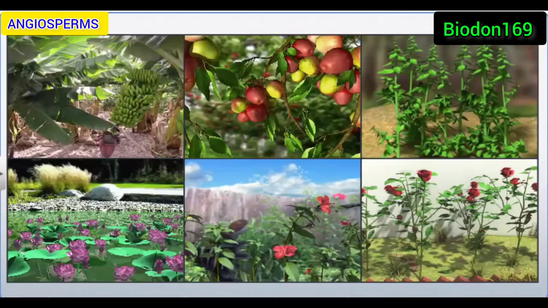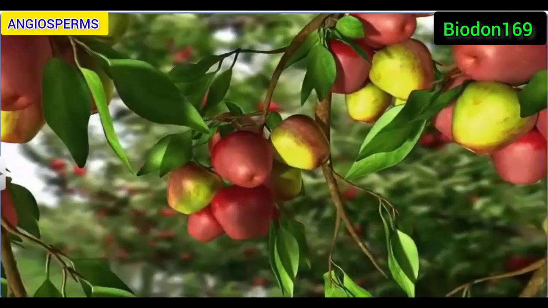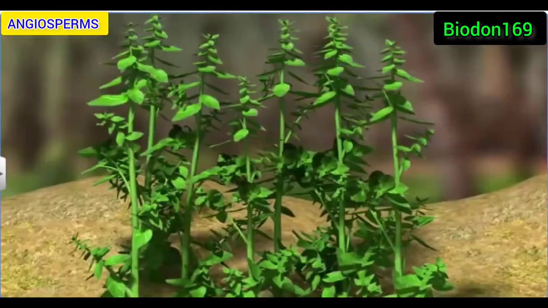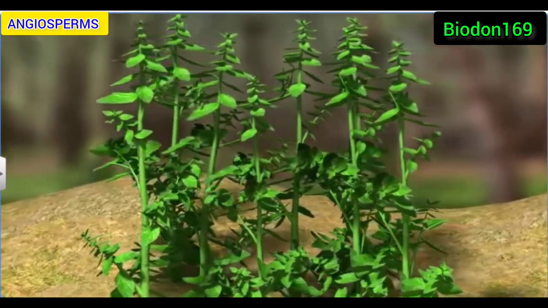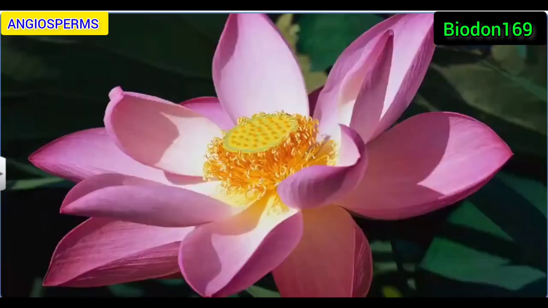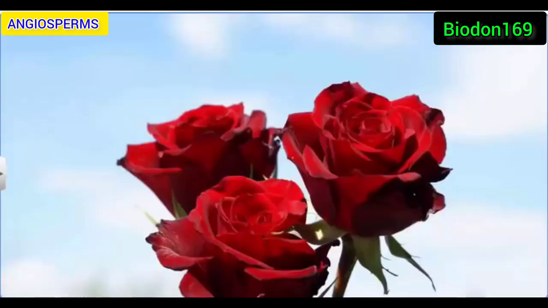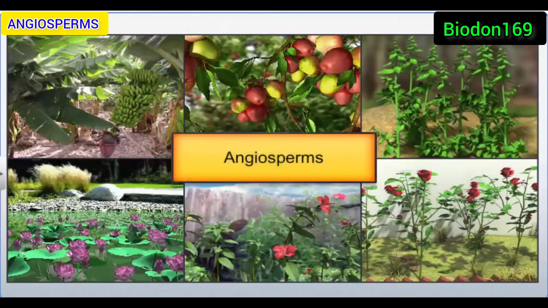You must have come across banana plantations, apple orchards, or herbs such as basil. You may have also seen flowers such as lotus and roses growing in ponds and gardens. All these are species of flowering plants, also called angiosperms.